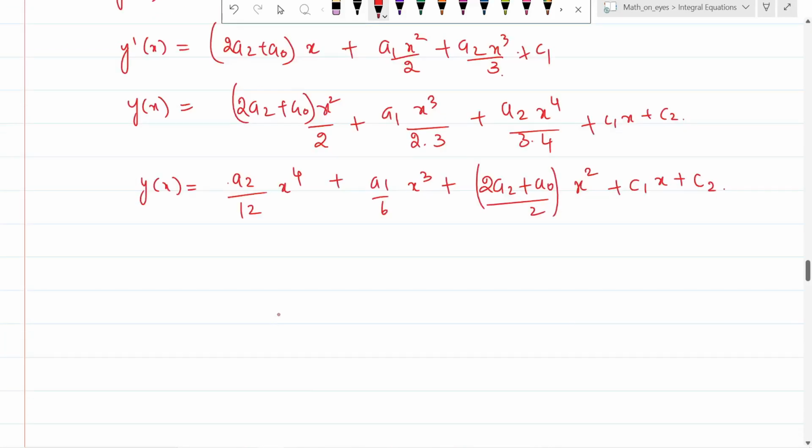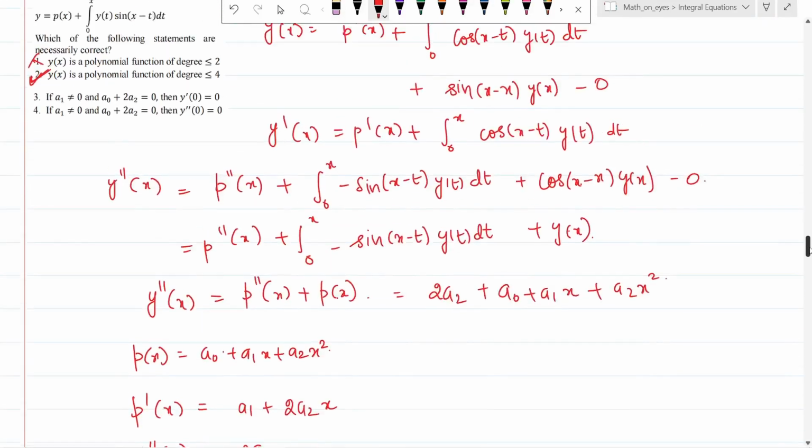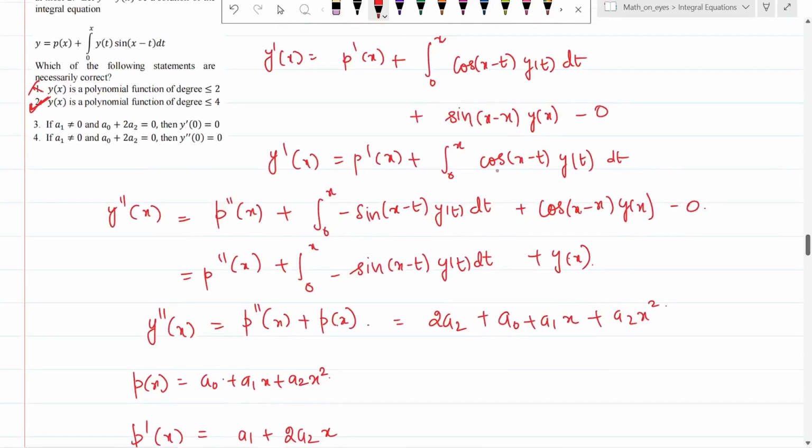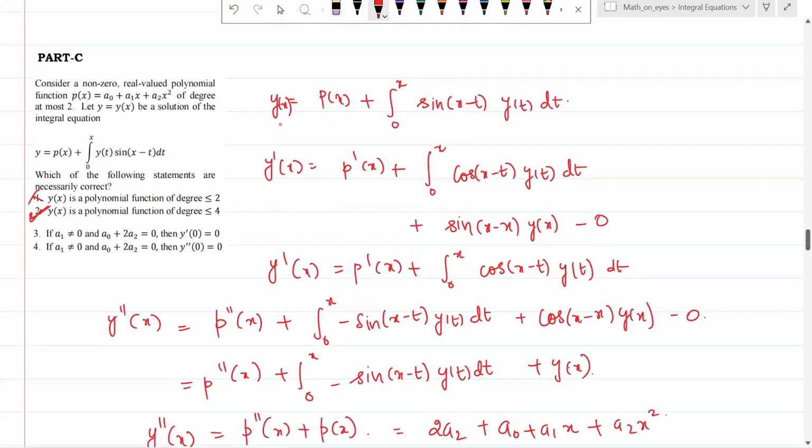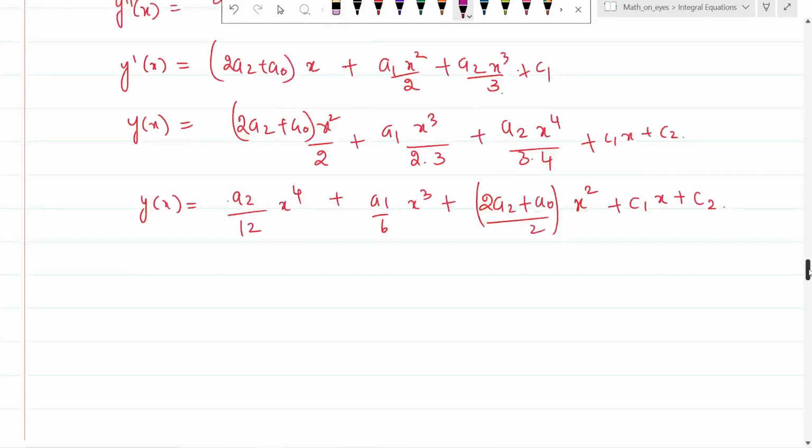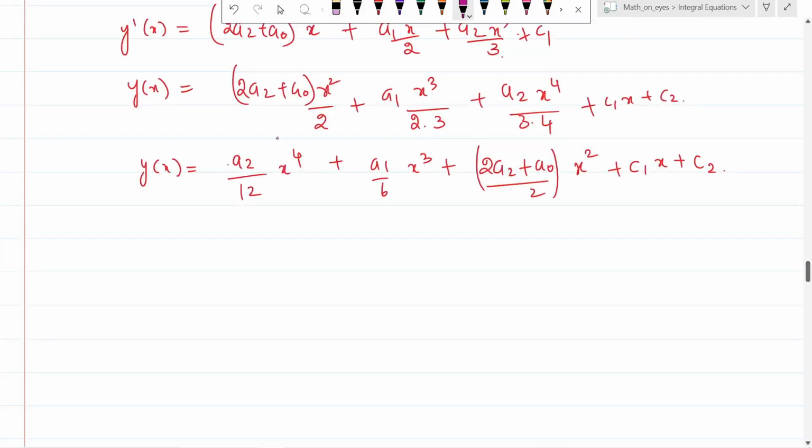Let us find c1 and c2. As you can see from here, we will use this one and this equation, y of 0. What is y of 0? When you solve, you will get it as p of 0. We will have this condition, p of 0 for y of 0, and for y dash of 0, we have it as p dash of 0. We will take these as initial conditions and find c1 and c2.